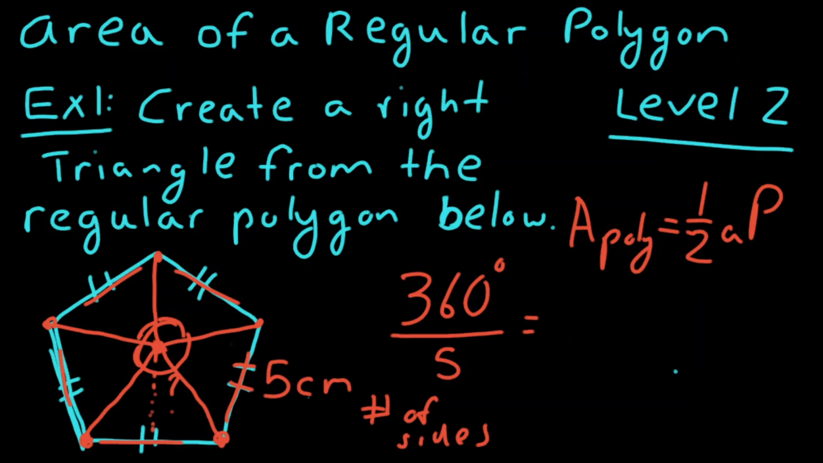Now, 360 divided by 5 is an even number. It's going to give us 72 degrees. And I can write that in right there, and right there, and I can even write that in right there. It's each one of these angles. They're all the same due to the fact of the polygon being regular.